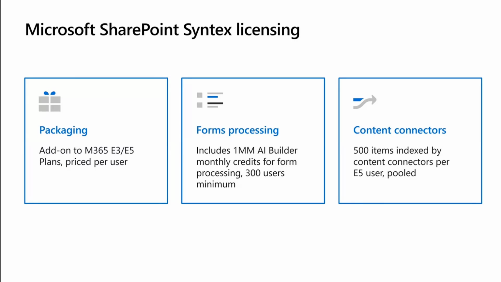The plan is priced per user. It's $5 per user per month. If you have 300 or more seats, then you also get included in that purchase the AI Builder monthly credits of 1 million, and it doesn't roll over, so it gets reset at the beginning of each month. I think that's the standard way that capacity add-on works.